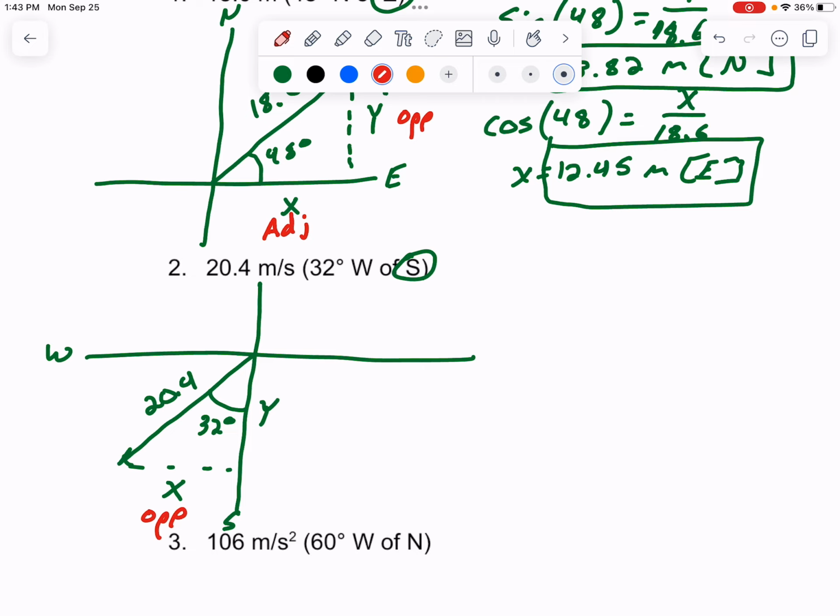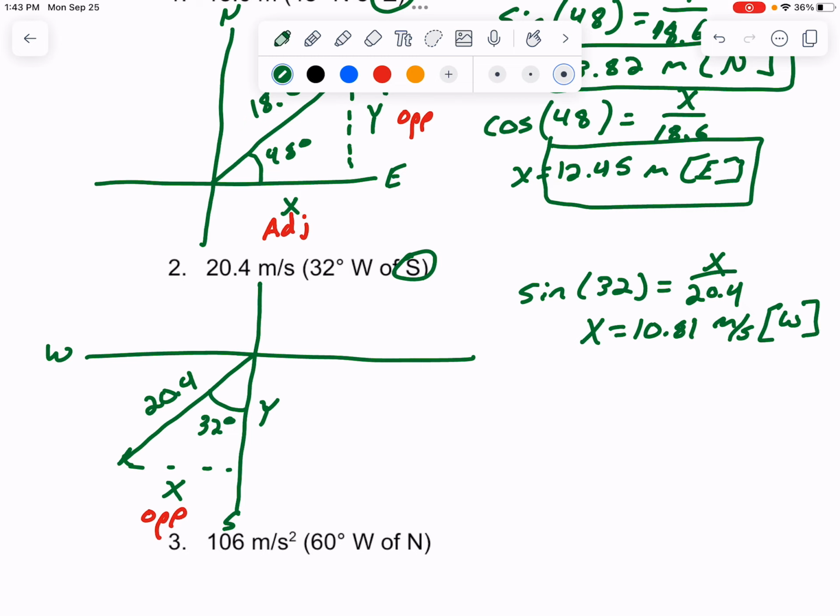So depending on how you draw your triangle, the opposite could be horizontal or vertical. But regardless, sine is just going to help you find the opposite. In this case, sine of my angle 32 equals x over my hypotenuse, which is 20.4. So multiply both sides by 20.4, and you should get 10.81 meters per second west, because that x is going west, it's horizontal.